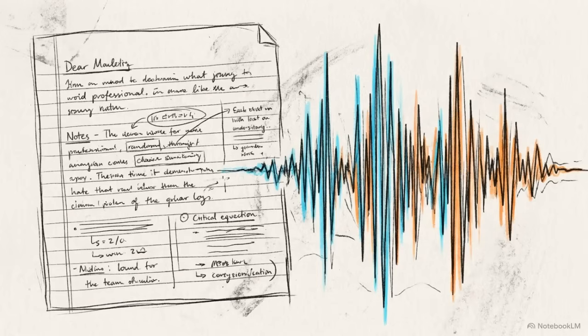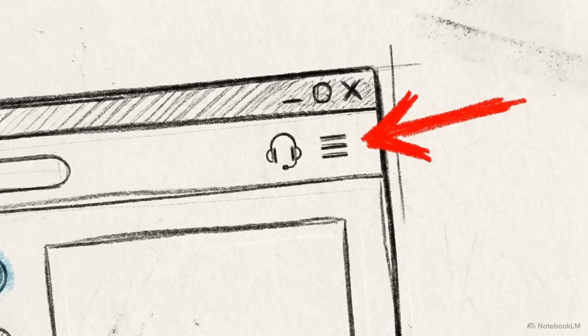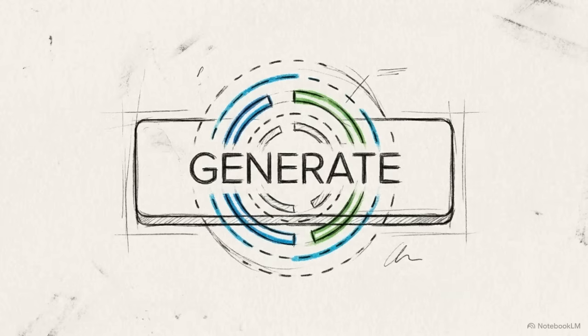Next, we'll turn this text into a conversational asset. Find the Audio Overview feature in the top right corner of the notebook. Click the Generate button. This triggers the AI to hallucinate a podcast episode where two hosts discuss the intersection of set theory and import taxes.